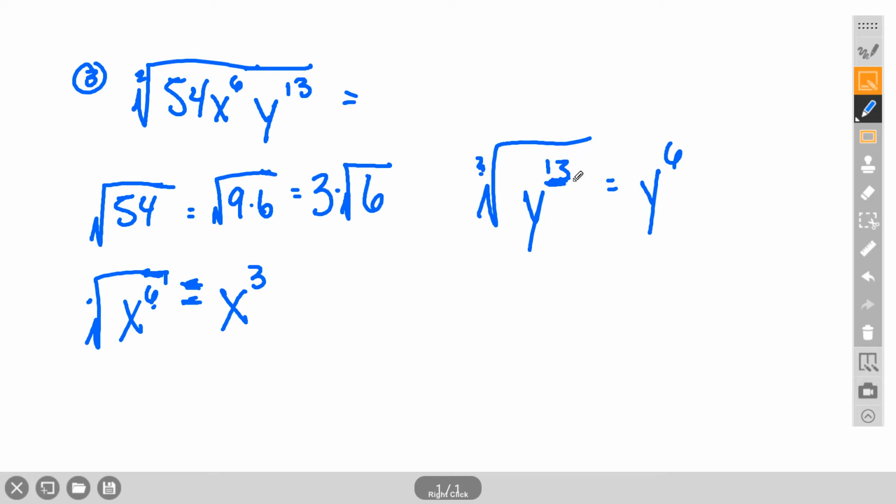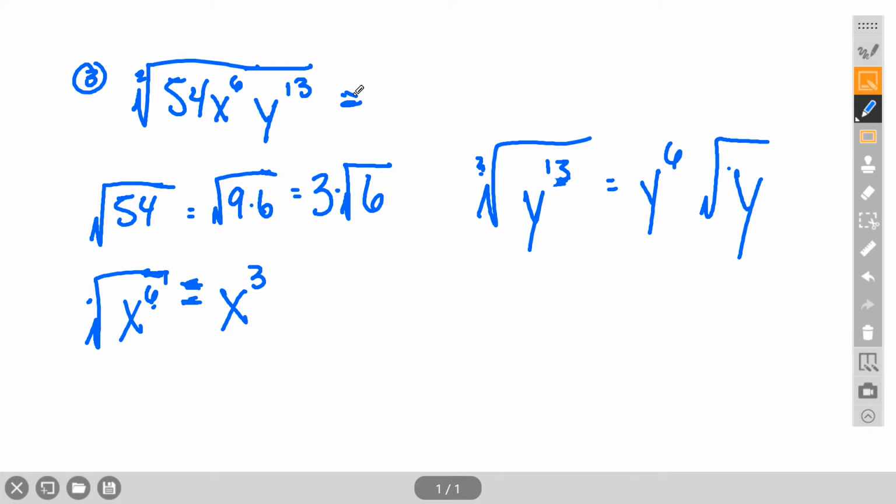But you need a 13th y. You only have 12 right now. The 13th one is still underneath the radical. That remainder means we still have a y underneath the radical, the square root of y. So 13 divided by 2 is 6, with a remainder of 1 that's still underneath the radical.